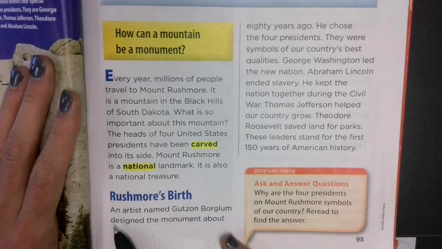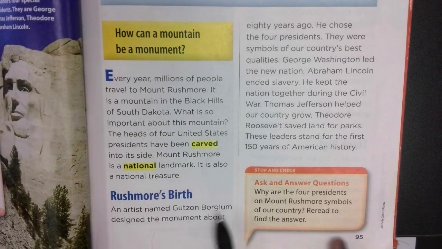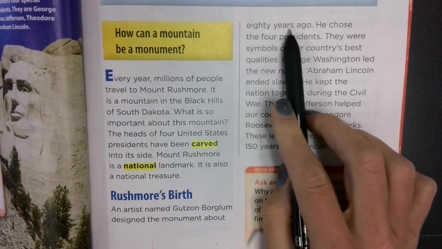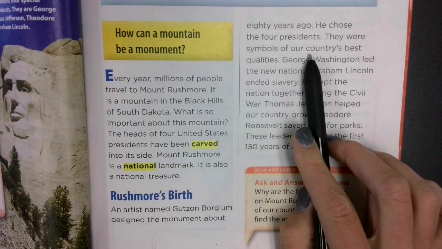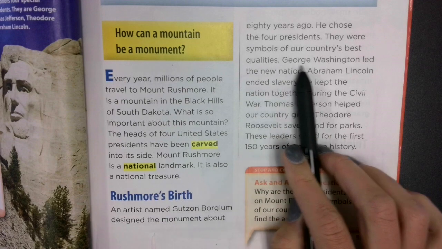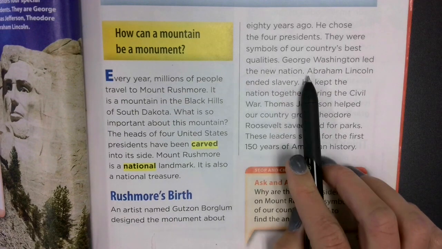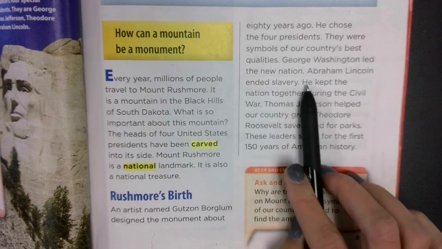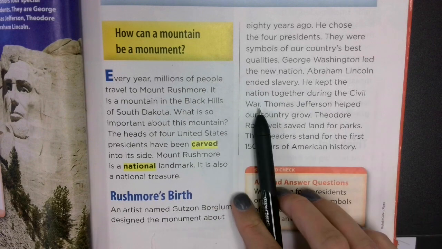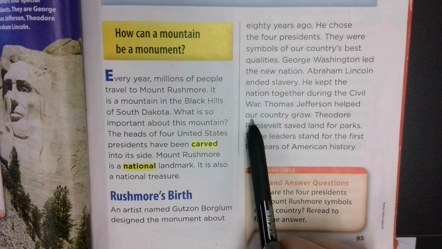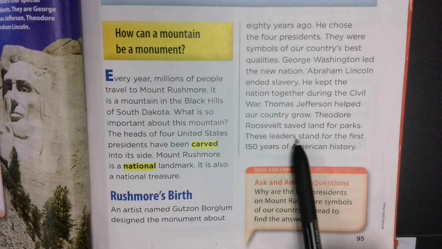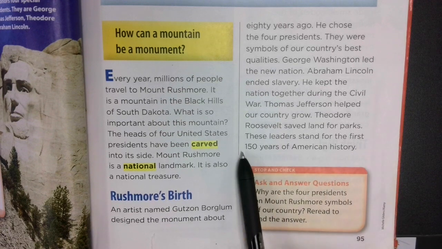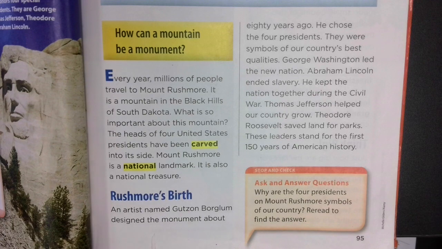So, let's reread. An artist named Gutzon Borglum designed the monument about 80 years ago. He chose the 4 presidents. They were the symbols of our country's best qualities. George Washington led the new nation. Abraham Lincoln ended slavery. He kept the nation together during the Civil War. Thomas Jefferson helped our country grow. Theodore Roosevelt saved land for parks. These leaders stand for the first 150 years of American history.